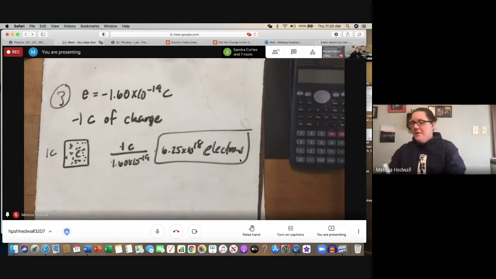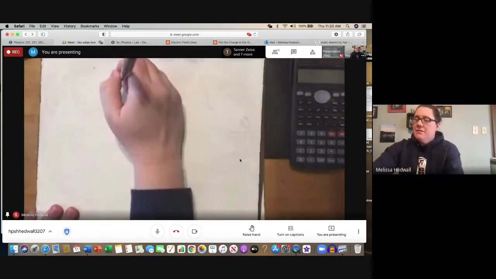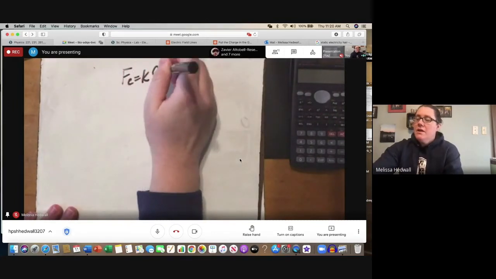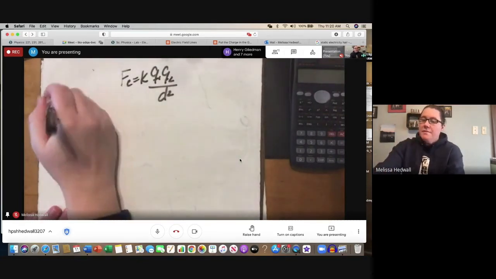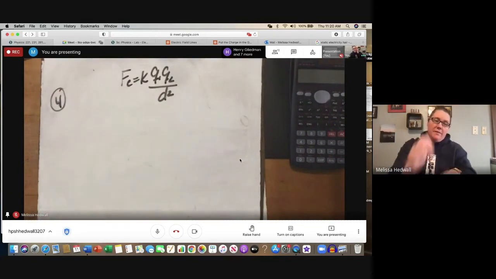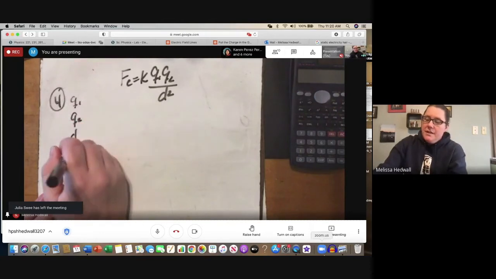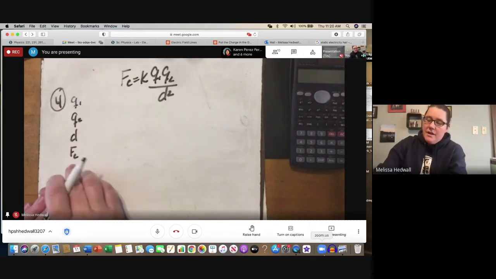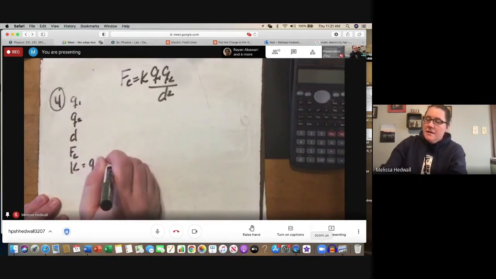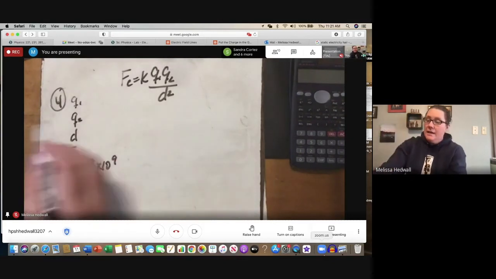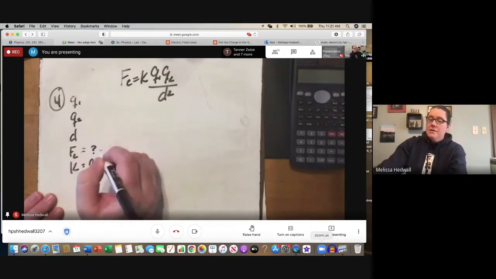All right, I'm going to erase that. 4, 5, 6, and 7 are all dealing with the equation F_e equals k q1 q2 over d squared. In number 4, it says that both of the charges are the same. And so you'll pull your variables q1, q2, d, F_e, and k. And we know that k is always 9 times 10 to the 9th. And in 4 and 5, we'll be looking for the force. And so this will be what we'll be looking for each time.